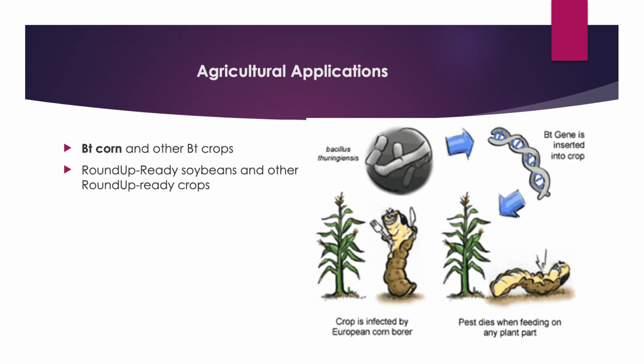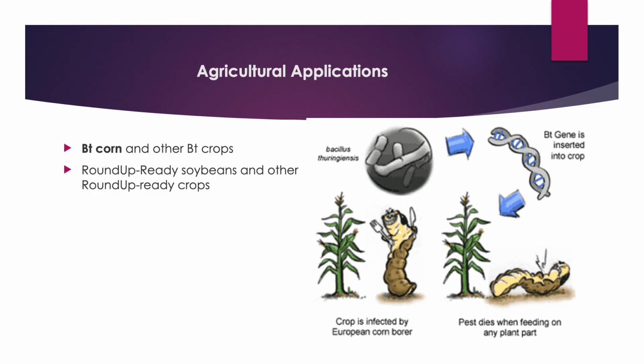Another major application of this is you can insert genes from a bacteria, Bacillus thuringiensis, that produces a toxin that's toxic to insects but not humans. And you can insert that into corn, which is Bt corn, and that corn now produces a protein that's toxic to insects but harmless to humans.